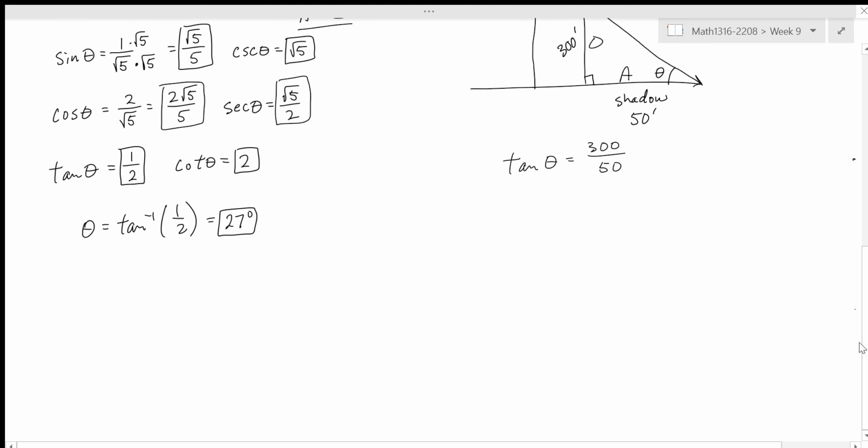All right, so let's figure this out. We're going to move the tangent over, and we're going to do inverse tangent of 300 over 50. 5 goes into 30 six times. Inverse tangent of 6. And I need that rounded to the nearest whole number.